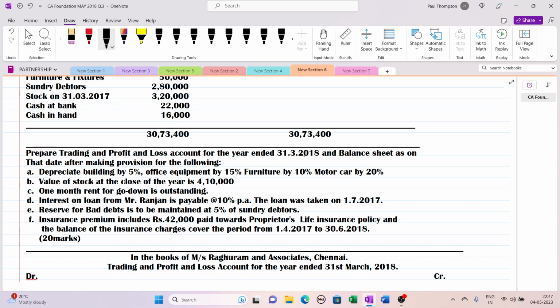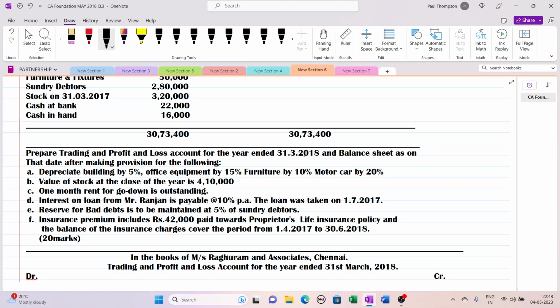The reserve for bad debt is to be maintained at 5% on sundry debtors. And they have given an adjustment on insurance premium. 42,000 is paid towards proprietor's life insurance policy. It means it is a drawing. And the balance is covering the period of 1/4/17 to 31/3/2018. So this also we have to do.